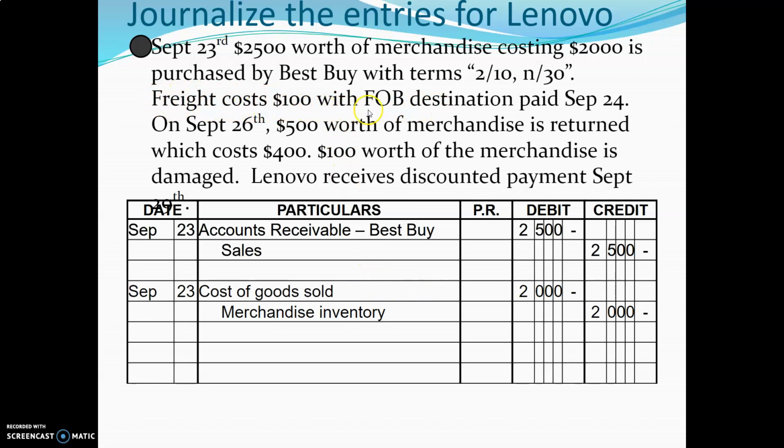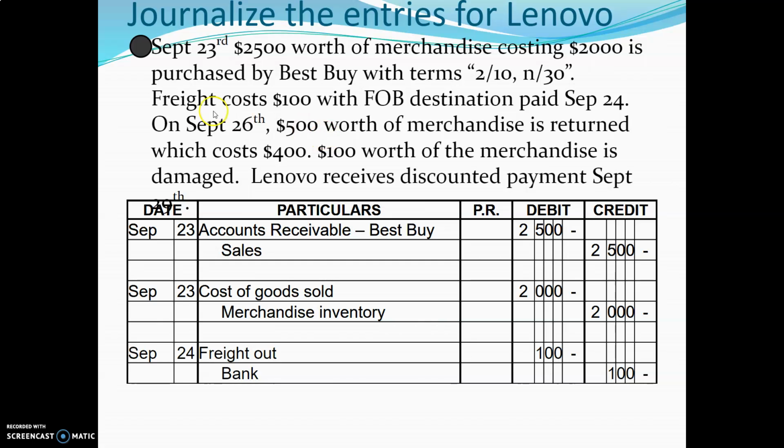Freight costs of $100, free on board destination, are paid September 24th. Now we notice that this is destination, which means Lenovo, being the seller, is responsible for this, and we have this new account called freight out or freight out expense. It will depend upon the company, but in this case we're calling it freight out, and it's going to be $100. We're paying it, and it's going to be the bank account. So 100. And that takes care of this part here.